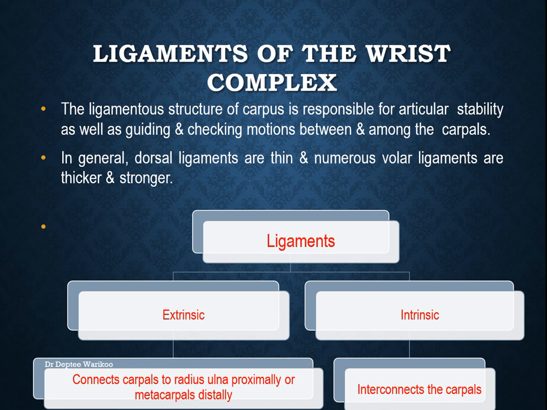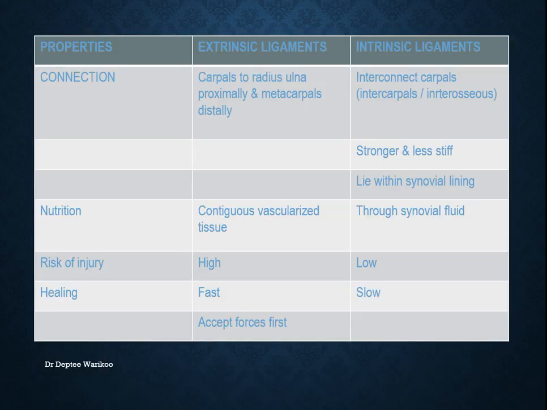So the ligaments could be extrinsic ligaments and intrinsic ligaments. The extrinsic ligaments connect carpals to the radius and ulna proximally or the metacarpals distally. And the intrinsic ligaments interconnect the carpals. So ligaments will be divided into two sections. One will be volar carpal ligaments and another will be dorsal carpal ligaments.